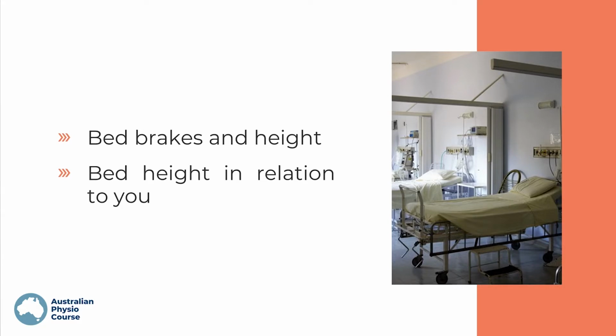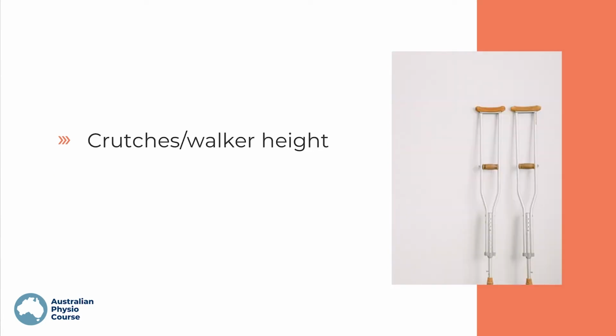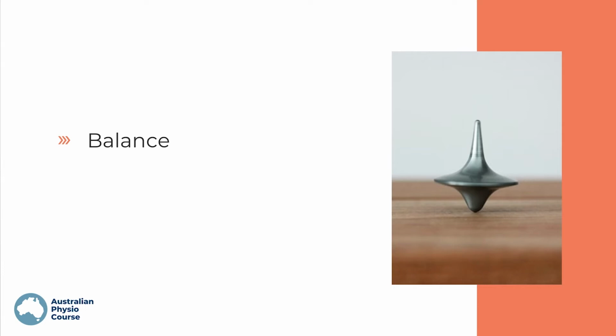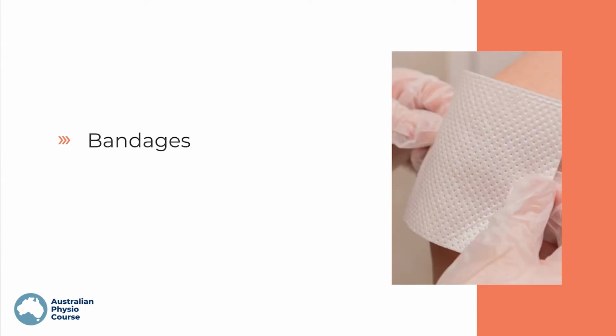Check bed brakes and height before transferring. Check bed height in relation to your height and to what you're doing. Check crutches height before walking. Check grip strength and elbow extension strength before using crutches. Check hip abduction strength before walking. Check balance before sitting or standing or walking. Check the bandages for oozing and blood, but you must not open bandages.